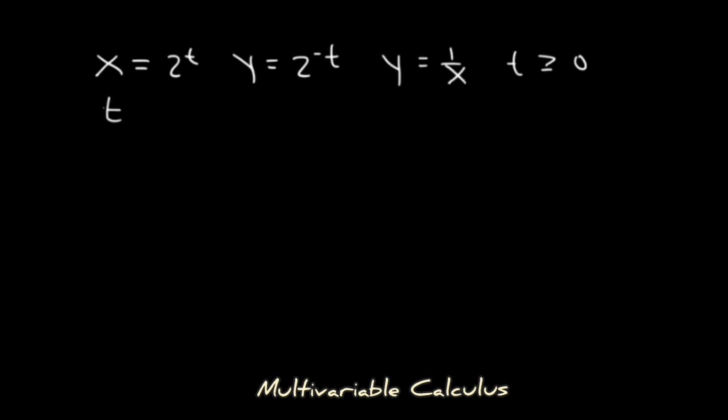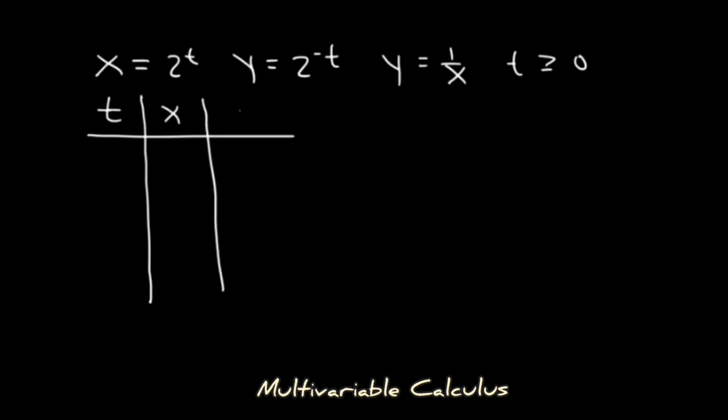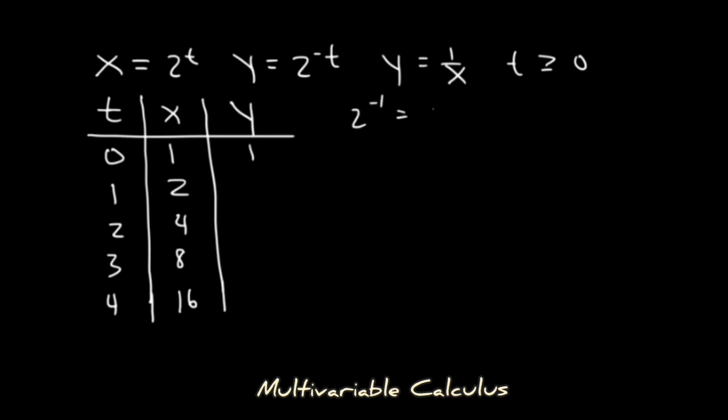So let's make a table. x is 2 raised to the t, and we're going to plug in values starting with 0. 2 to the 0 is 1, 2 to the 1 is 2, 2 squared is 4, 2 cubed is 8, 2 to the 4th is 16. Now y is 2 raised to the negative t. 2 to the negative 0 is 2 to the 0, which is 1. 2 to the negative 1 is the same as 1 over 2, so this is a half. 2 to the negative 2 is 1/4. 2 to the negative 3 is 1/8, and this is going to be 1 over 16, based on the pattern that we see.